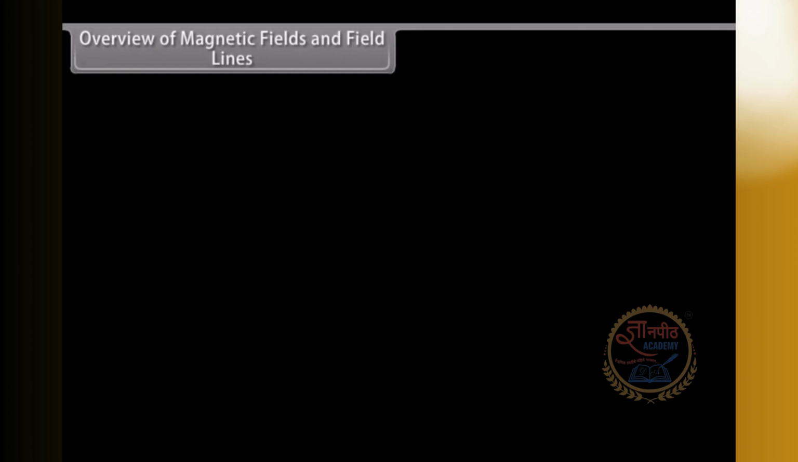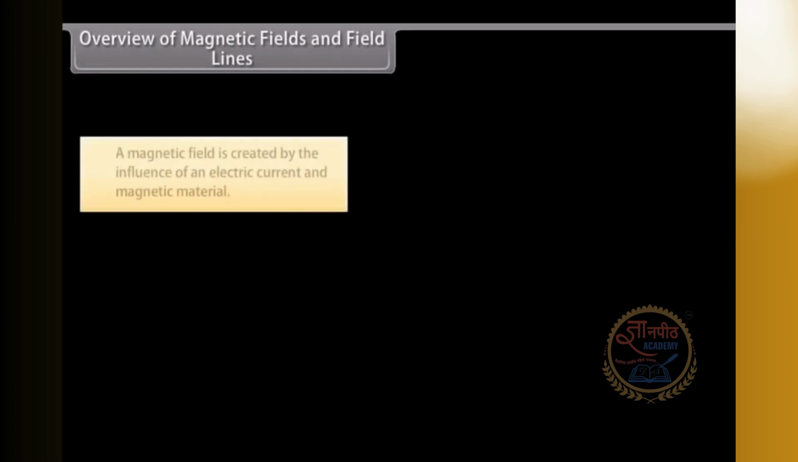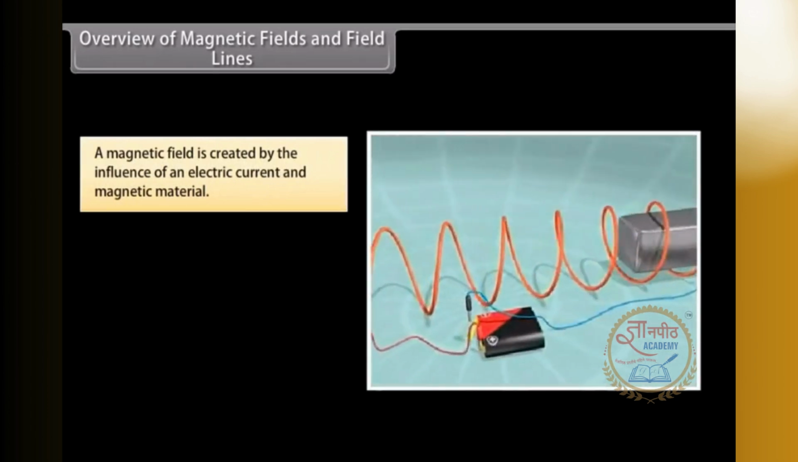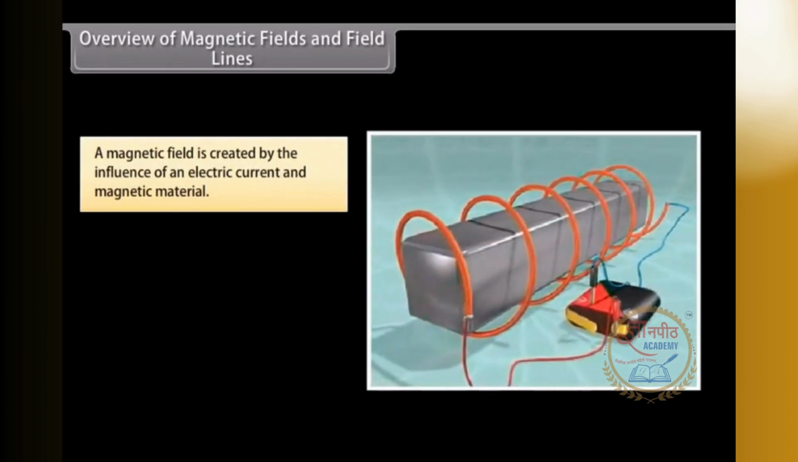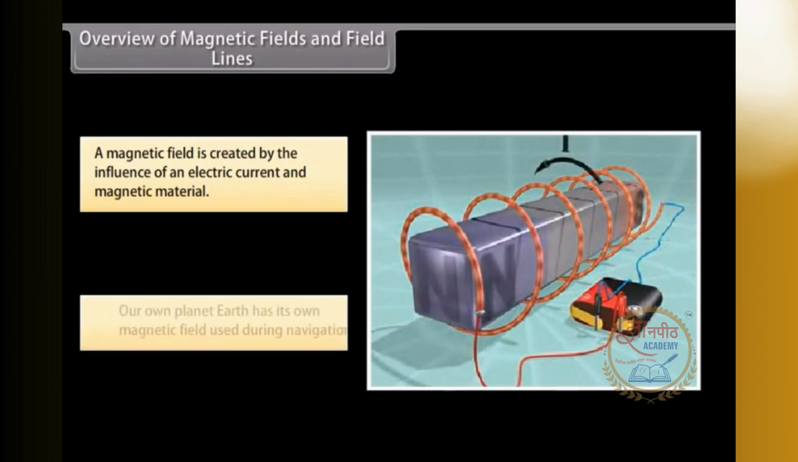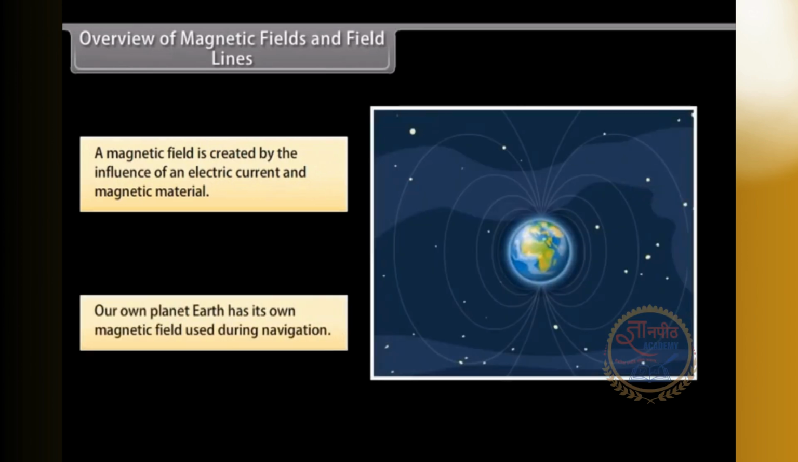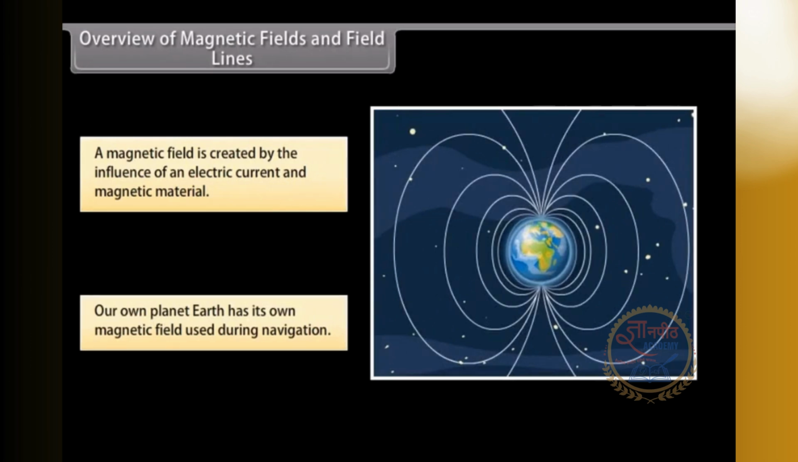Overview of magnetic fields and field lines. A magnetic field is created by the magnetic influence of an electric current and magnetic material. Our planet Earth produces its own magnetic field, which is an important factor during navigation. Magnetic fields are also used in electric devices such as transformers.